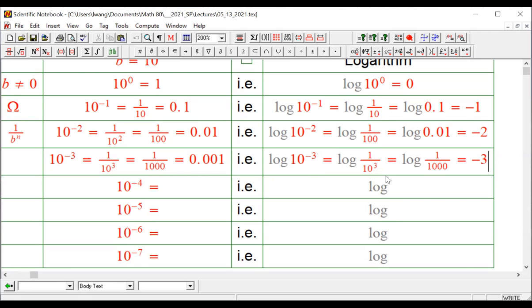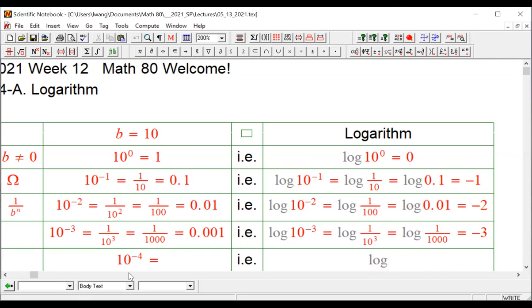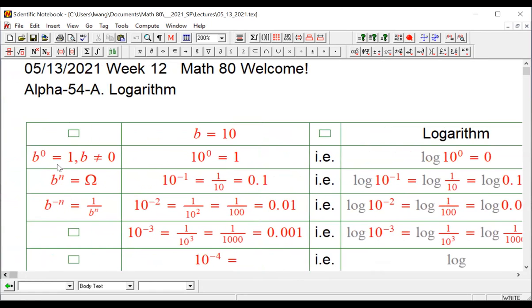We're going to get to logarithm, alpha 54a. Okay, so now let's go. Alpha 54a.